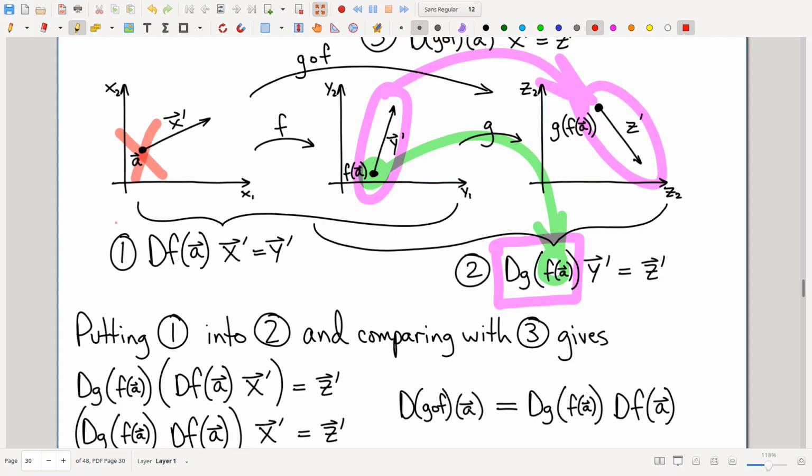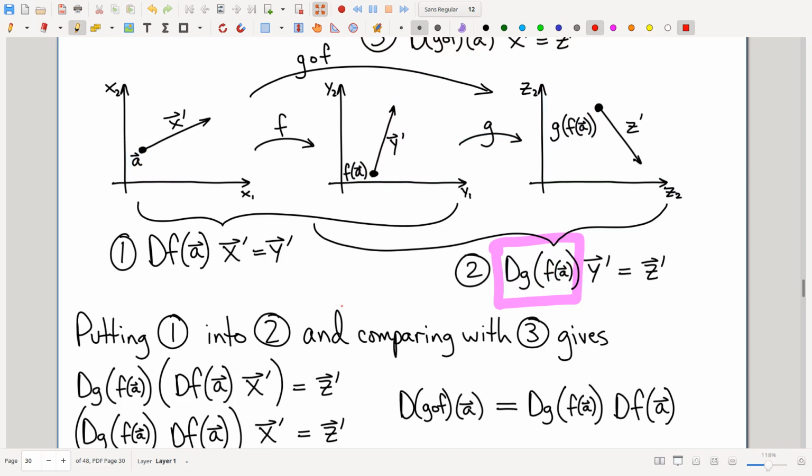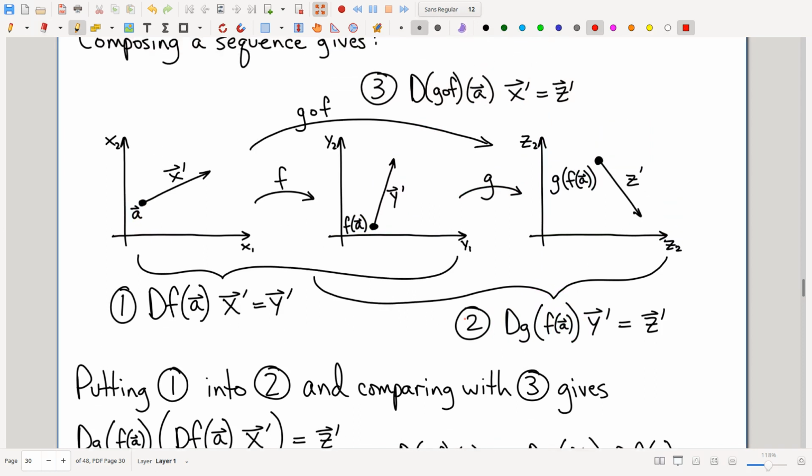G has never heard of x, right? G never touches x. We evaluate G and everything you do with G at the values that are actually going into G, and that is this point here, the output from F, namely f of A. Does that make sense to everybody? Is everybody on board? A little subtlety, a lot of people get that wrong. Easy to mess up. Okay.